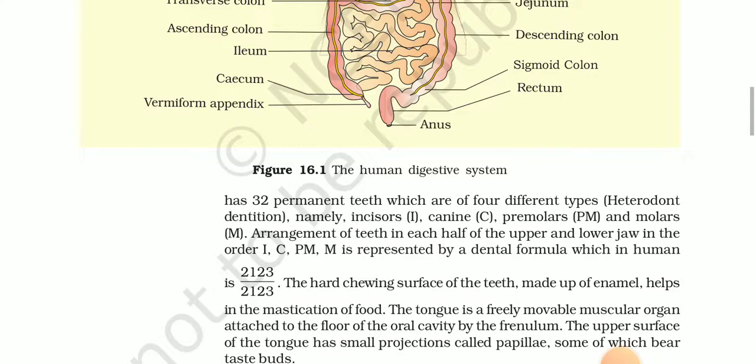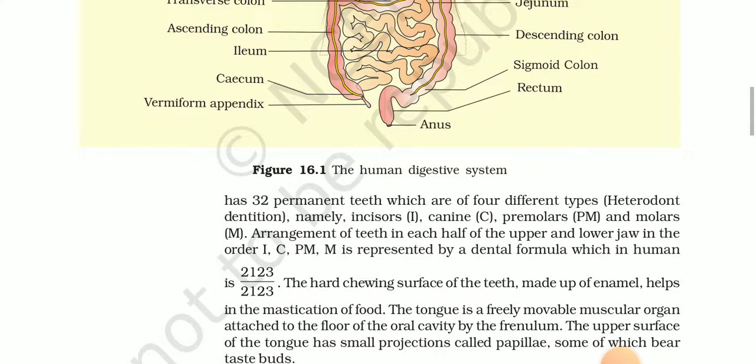Okay, so an adult human being has 32 permanent teeth and these teeth are of different types. That kind of dentition is called the heterodont dentition. All the teeth are not of the same structure, and that type of dentition is called heterodont dentition. And these 4 different types are named as incisors, represented by I, canine C, premolars PM and molars M.